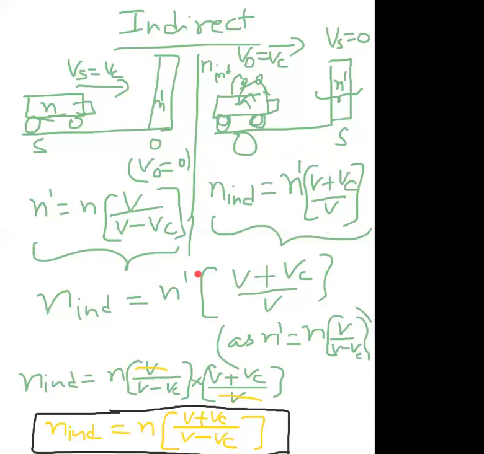What is the n dash value? From here I am collecting that n dash value and substituting it as n into v by v minus vc, into here v plus vc by v. So v cancels, and finally this is the expression for n indirect.